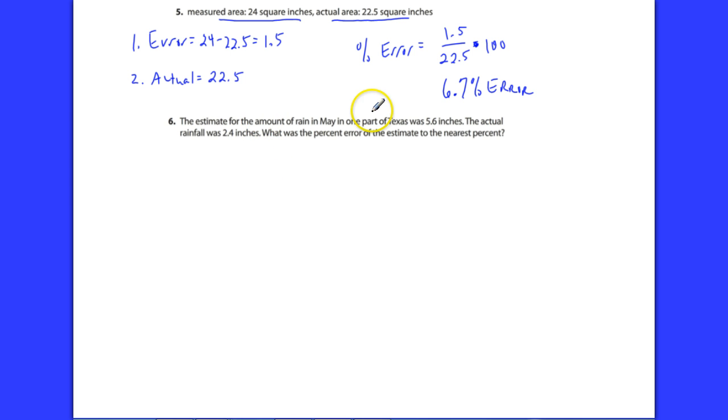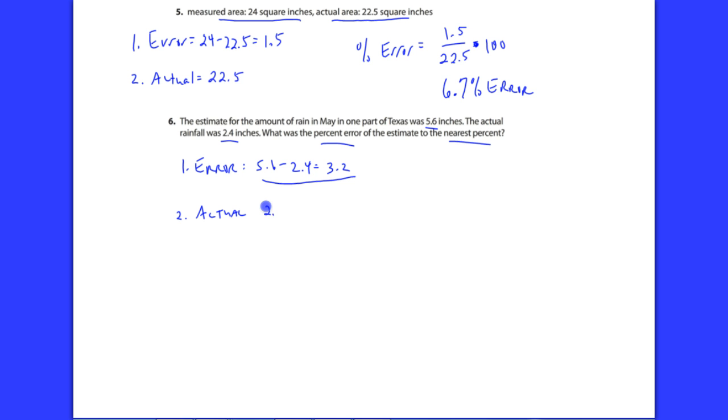One last question here. The estimated amount of rain in May for one part of Texas is 5.6. The actual rainfall was 2.4. What was the percent of error to the nearest whole percent? Okay, so let's find the amount of error. How much did they miss this by? Well, they missed it by 5.6 minus 2.4. That works out to be 3.2. So that was their error, 3.2. What is the actual? The actual amount was 2.4.